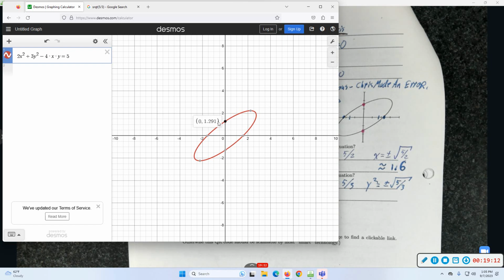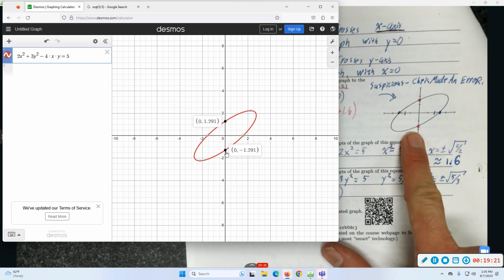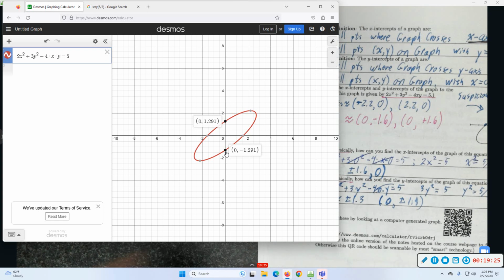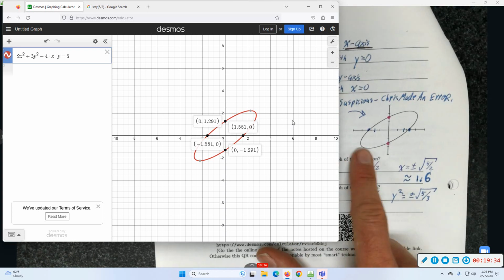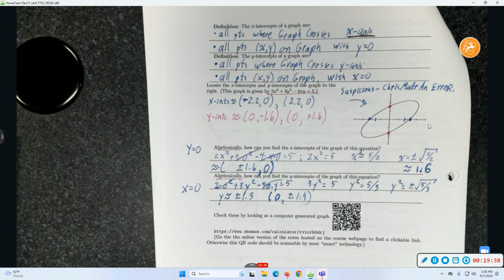All right. Y-intercept at 0 plus or minus 1.3-ish. That agrees with the computation, but not with the picture. So this picture is wrong. The x-intercepts are about plus or minus 1.6-ish. That agrees with the computation, but again, disagrees with the graph. So I graphed something else there.